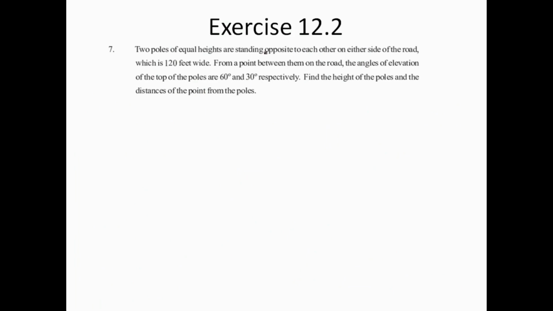So let's look at the next problem. Two poles of equal heights are standing opposite to each other on the road, which is 120 meters wide. So let me write this as a 120 meter wide road. There is a point between them on the road. The angles of elevation of the tops of the poles are 60 and 30 respectively. So let me take that point over here. So this is your height and this is your elevation to the other one. I hope this is also clear to everyone, right?